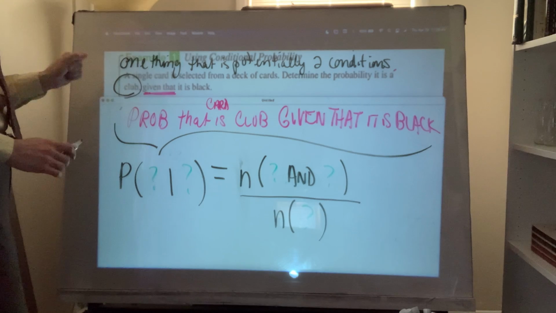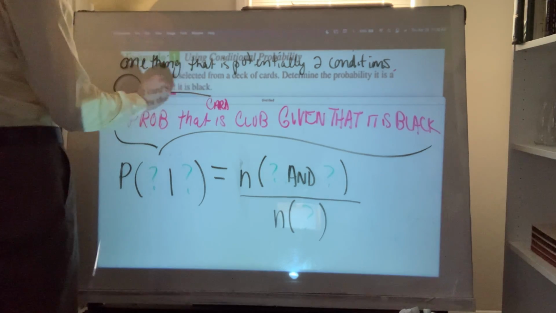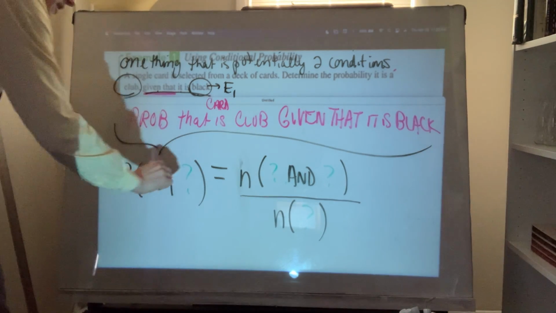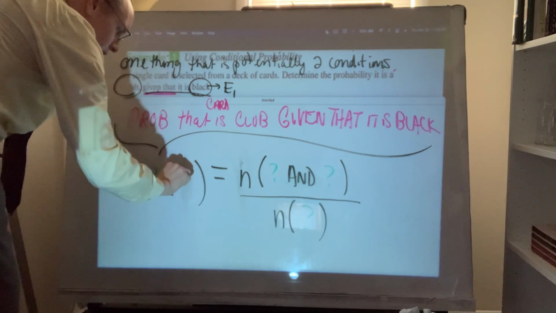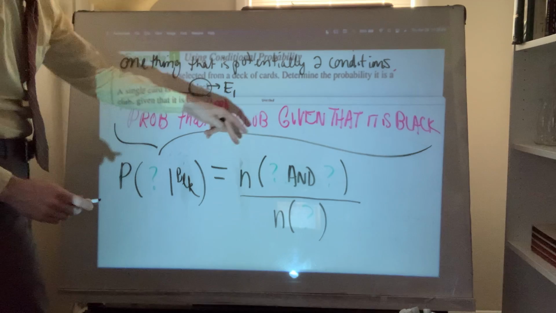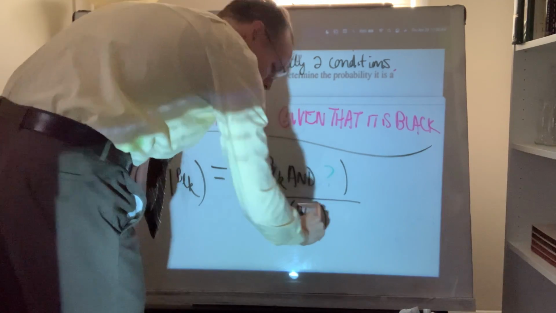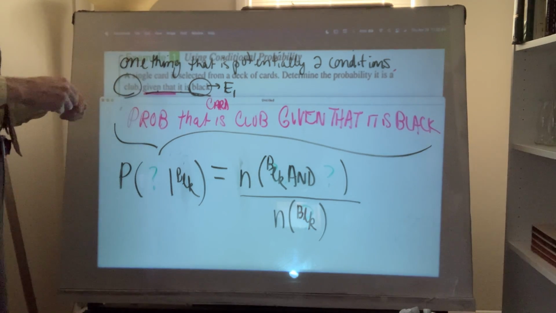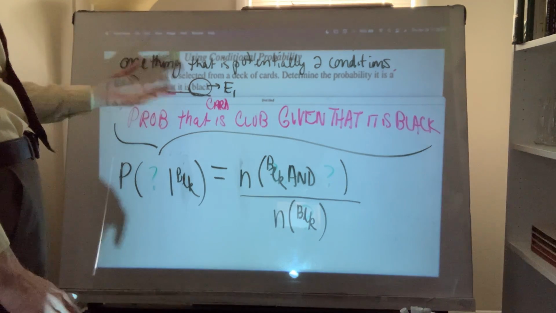Now, if we follow this logic as mentioned from before, what follows the words given that is probably event one. So let's put B for black here. Well, you could write the word black if it makes it more clear. That means that in the formula, black would be here, and black would also be here. Alternatively, if you had to decide for yourself and you don't have a phrase that has the words given that, I would stick with this logic.